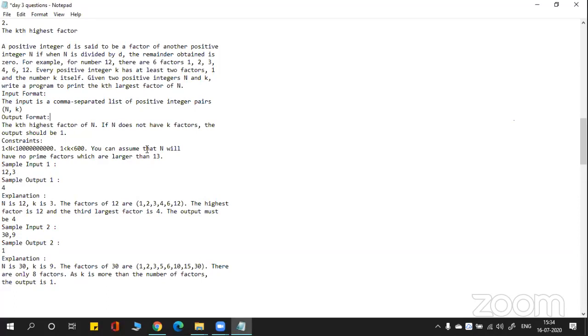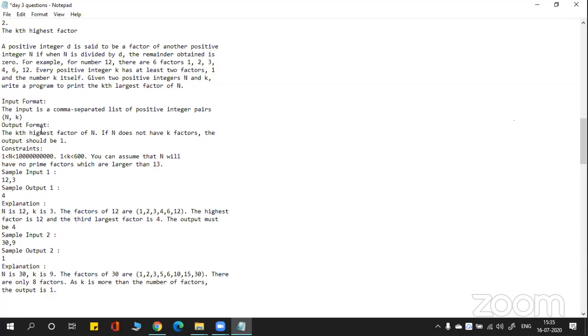For example, the number 12 has 6 factors: 1, 2, 3, 4, 6, 12. Every positive integer k has at least 2 factors, exactly, minimum 2 factors, 1 and the number k itself. Given 2 positive integers n and k, write a program to print the kth largest factor of n.